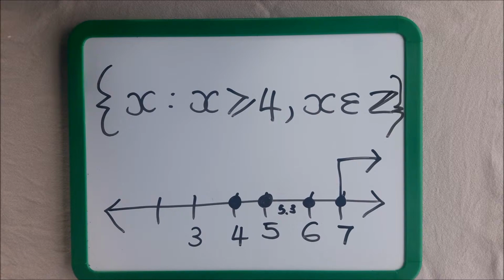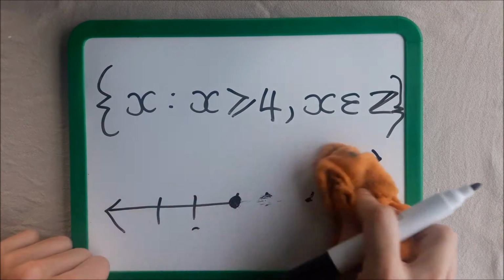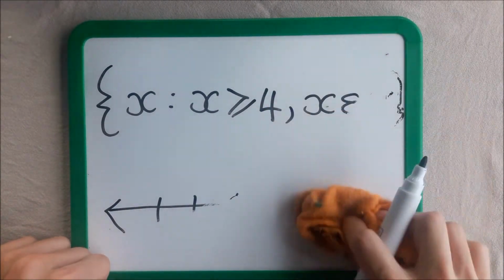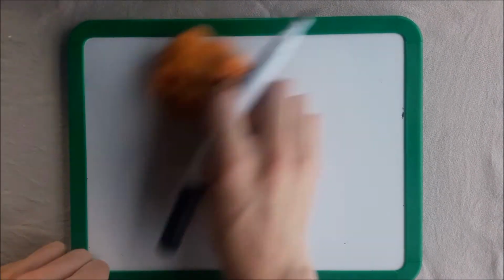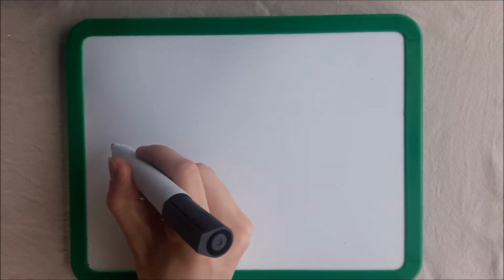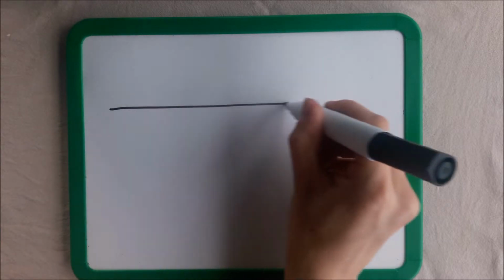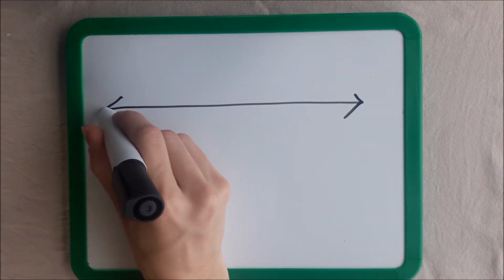The other way they can ask you to do set-builder notation is they're going to give you the number line, and then you're going to work backwards from that point to give them the written form. This is exactly how we have been doing it, it's just going to be the opposite way. So let's say we are given a number line that looks like this. Let's just draw it in quick.